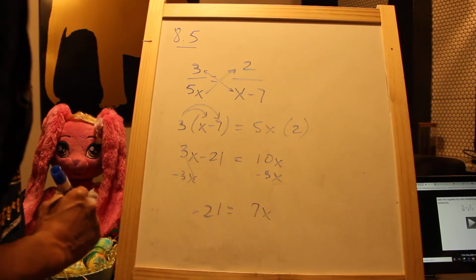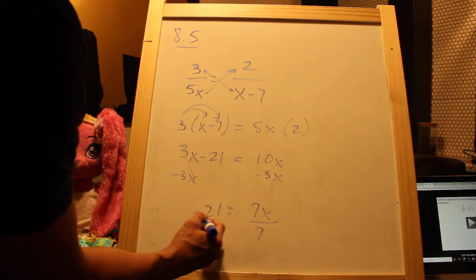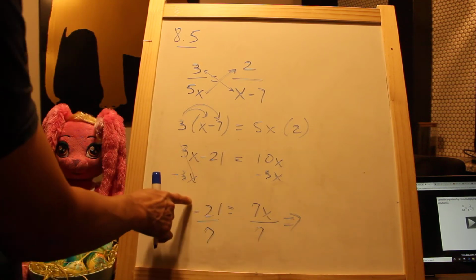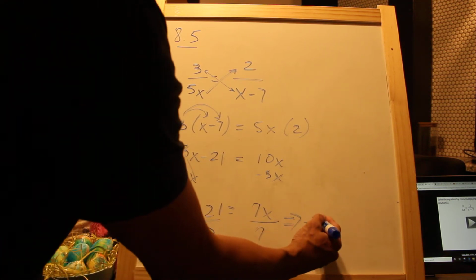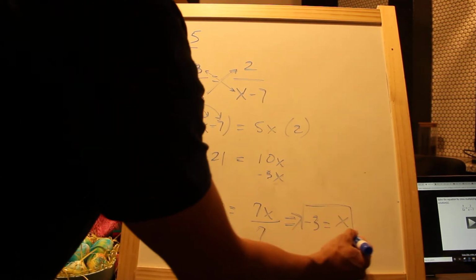And then to get the x by itself, I'm going to go ahead and divide by 7 on both sides. And negative 21 divided by 7 is negative 3, and that gives me x equal to negative 3. Now this is what I solve.